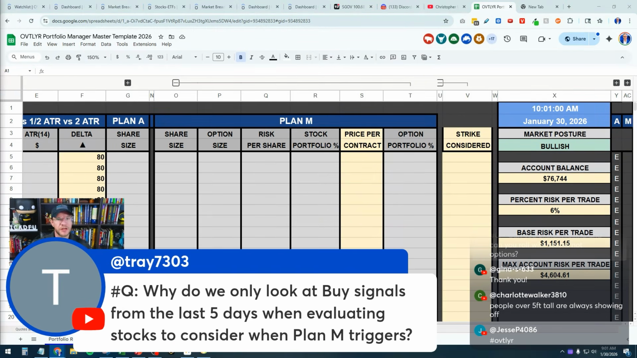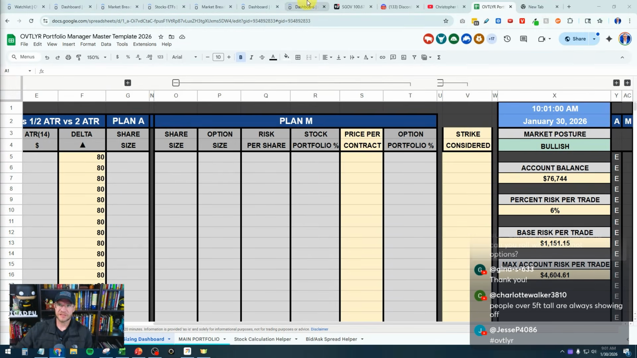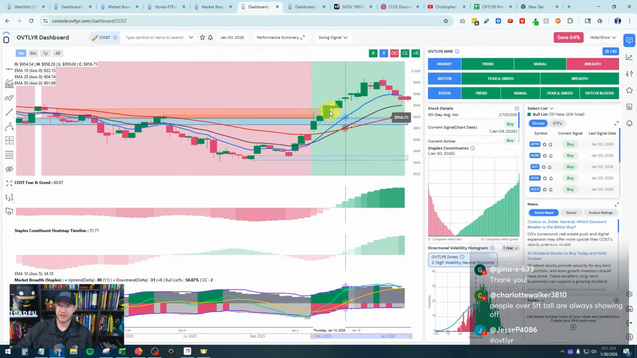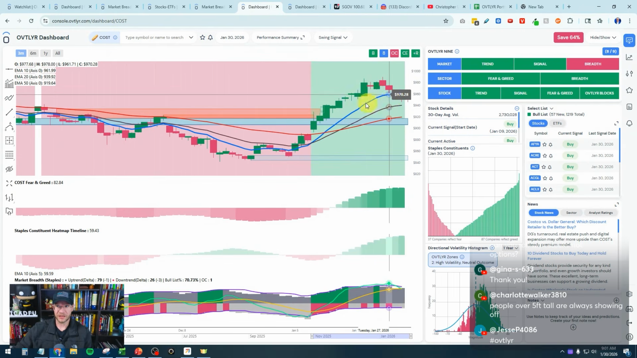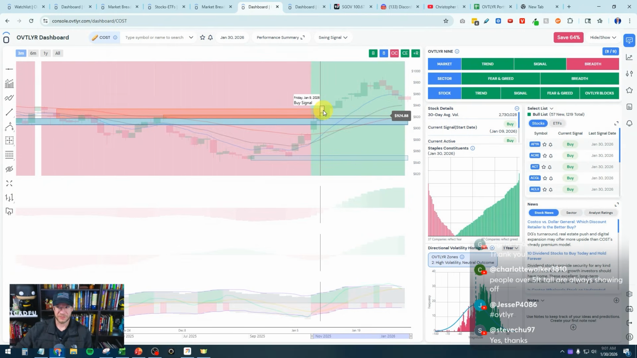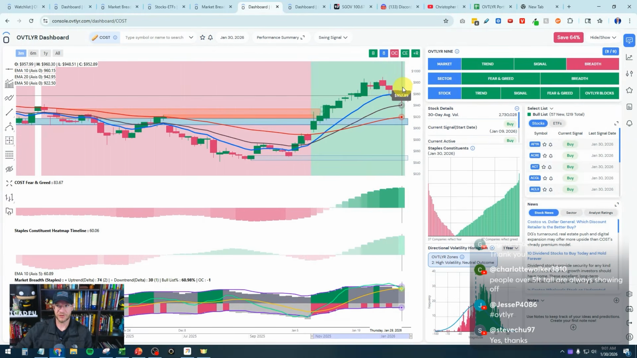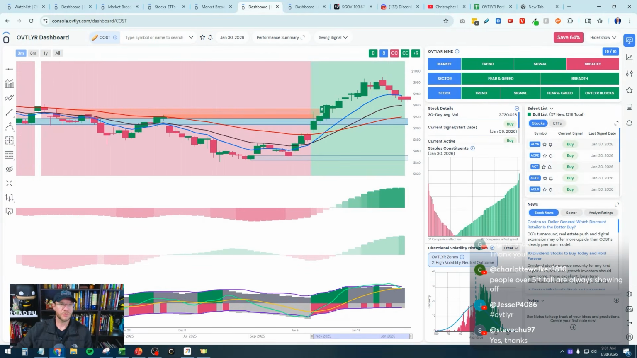Trey asks: why do we only look at buy signals from the last 5 days? Well, because we don't want them to get stale. If we go back to Costco, that's a perfect example. This is still a buy signal from January 9th. You could still be holding it, but it's 3 weeks old. The entry was there 3 weeks ago, and it's been on a big move. You don't want an old stale signal. That's the real answer.